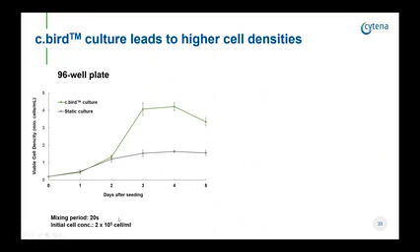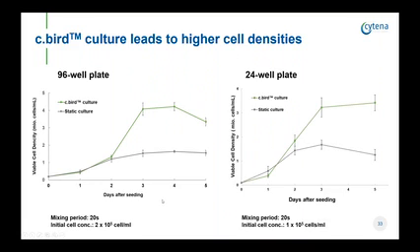This slide shows the average cell density in one of these experiments over the course of 5 days, clearly illustrating that cells grow faster and a higher cell density can be reached in the CBIRD culture. And we also developed a second version of the CBIRD system that's compatible with 24 well plates. And using this system, we again see much higher cell growth with the CBIRD lid, enabling the suspension culture.